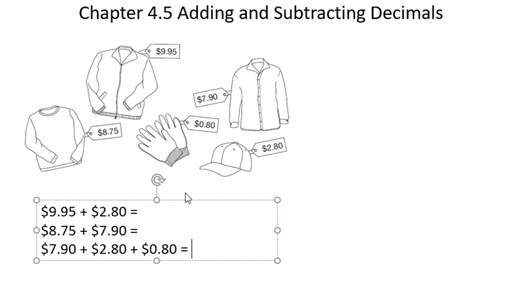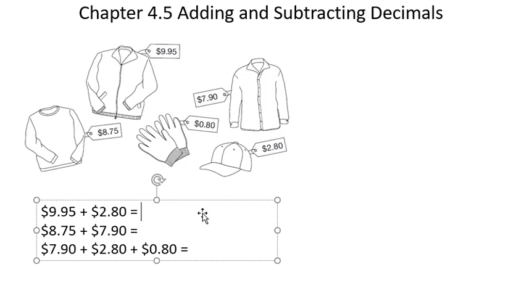So let's take a few examples here. Say I wanted to buy this jacket for $9.95 and this hat for $2.80. We could, if we wanted, convert this to 995 cents and this to 280 cents and then add them together. That's fine. There's no problem with that. And then convert the cents back into dollars. We could absolutely do that. However, we're going to see if we can do this with a bit of mental math.